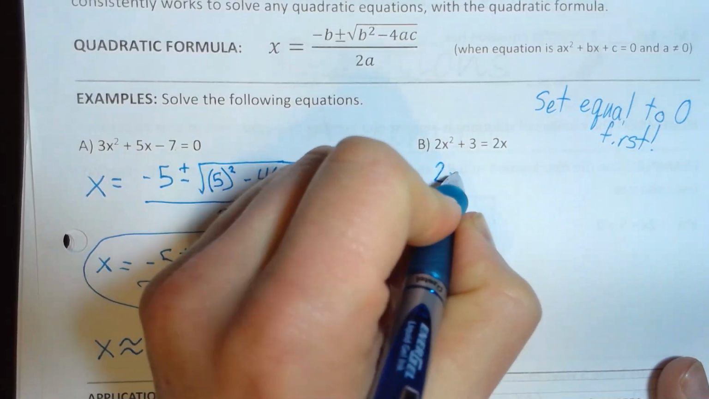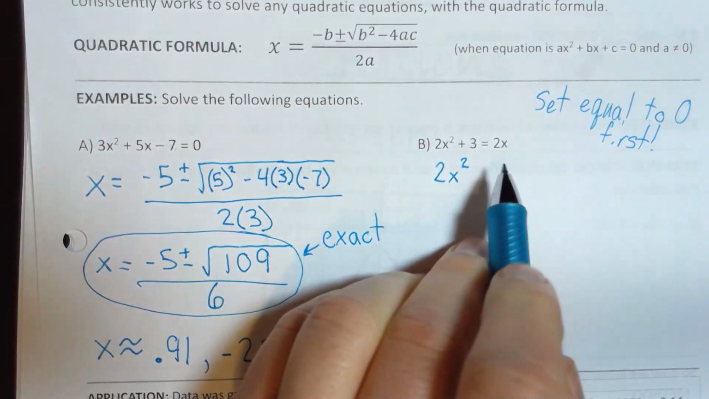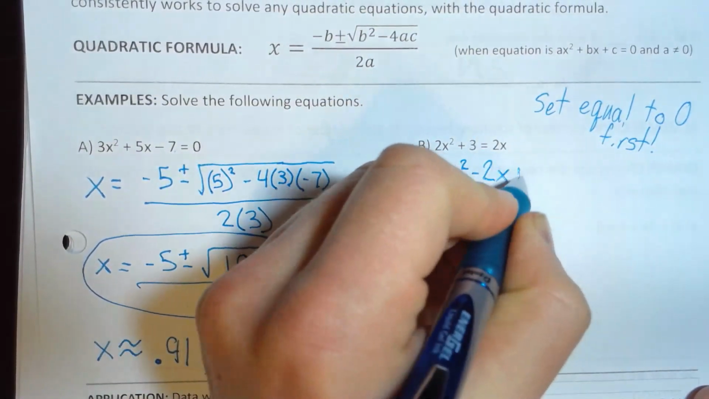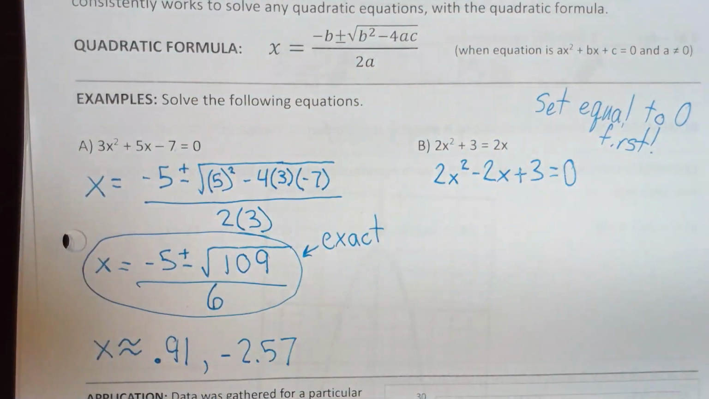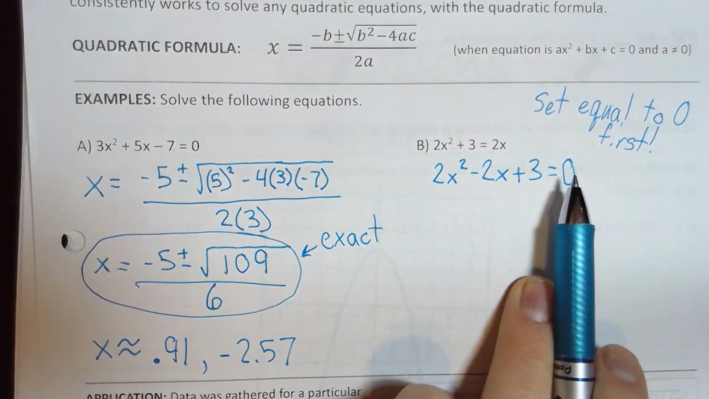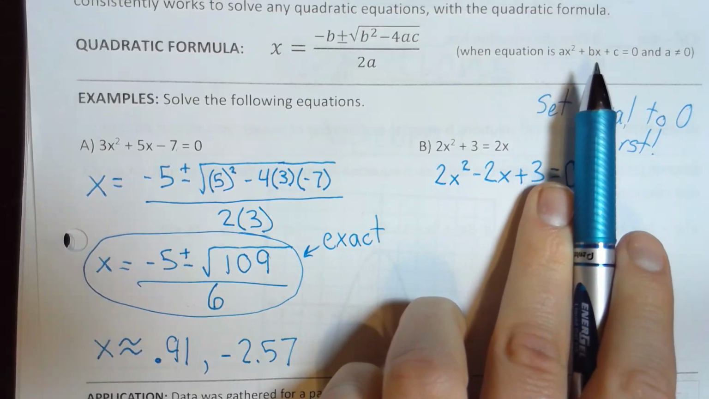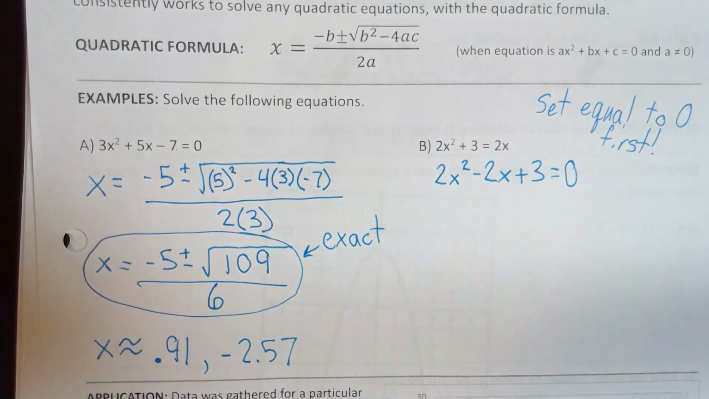We need to do 2x squared. How do I get rid of a positive 2x? I subtract it. So I'm going to have 2x squared minus 2x plus 3 equals 0. I always like to write it in standard form. You should always write it in standard form because we need to see this ax squared plus bx plus c in order to use the quadratic formula.